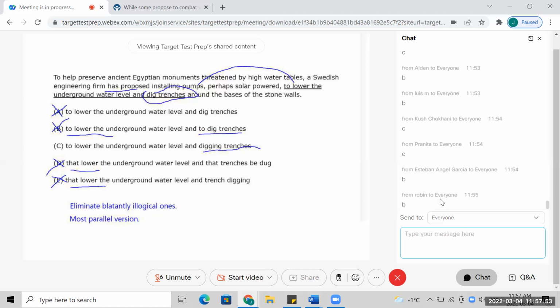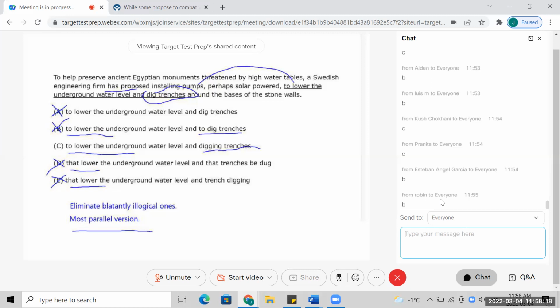"Proposed installing pumps to lower the underground water level." Okay, that makes sense. And digging trenches. So proposed, installing, and digging is perfectly parallel. It was our most parallel version, and that's why we chose it. Now, if anybody wants to know the deeper reason why the most parallel version generally is correct, here it is.